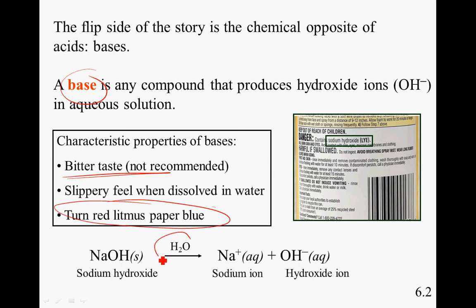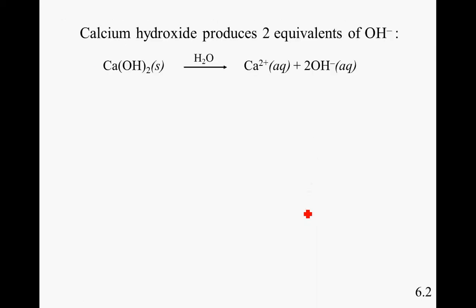When it's added to water, the compound breaks down into its ions, just like the acid does. So on the right side of the chemical equation here, you see sodium and hydroxide is separated. Since calcium hydroxide has 2 hydroxide ions, it separates into 1 calcium and 2 hydroxides on the right.